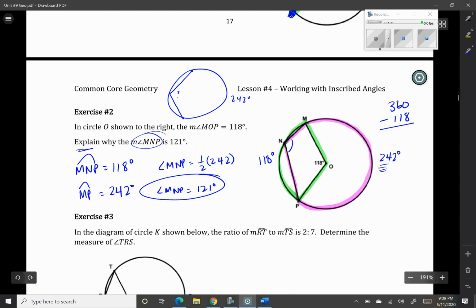Now it does say explain. Whenever I say explain, that means I want words. I want you to write a sentence here. So we can say angle MNP is inscribed to arc MP. That is perfectly acceptable. That's done.